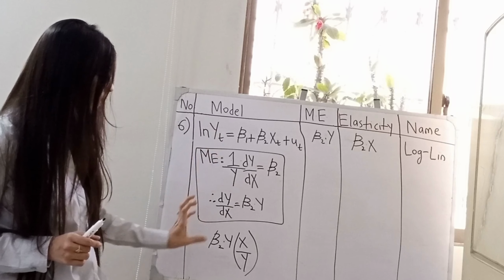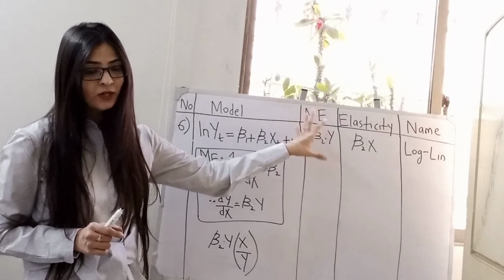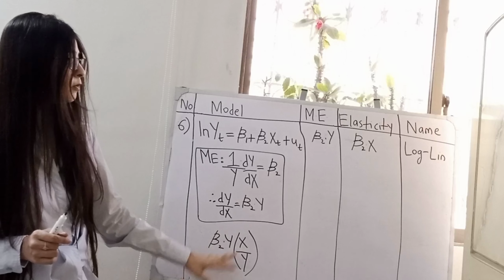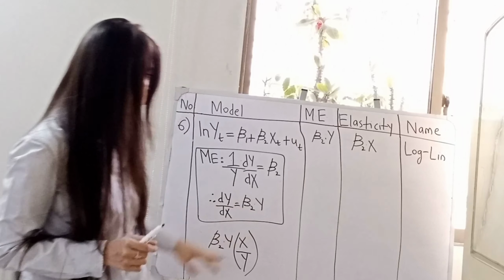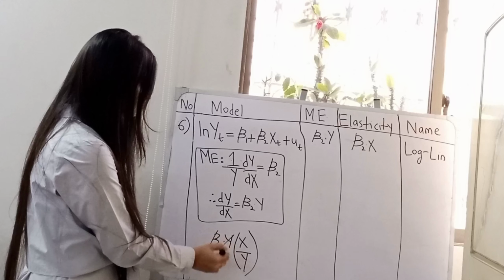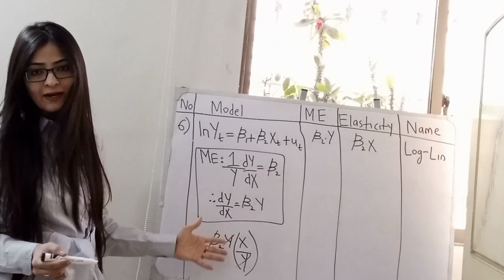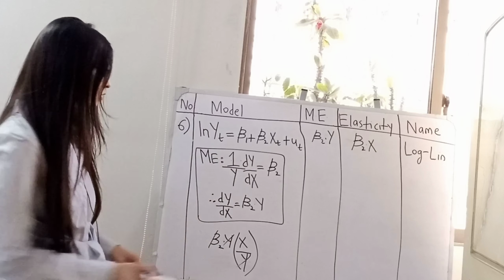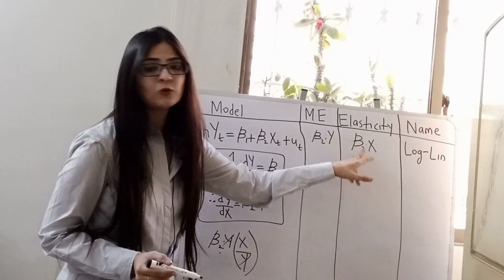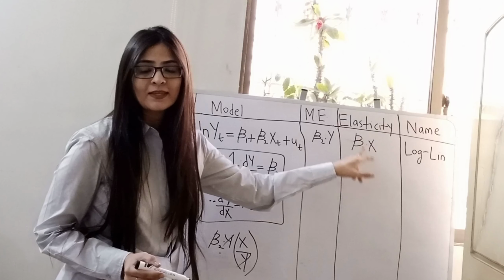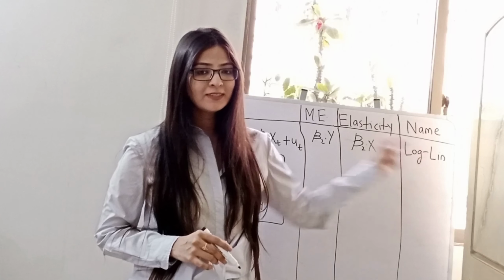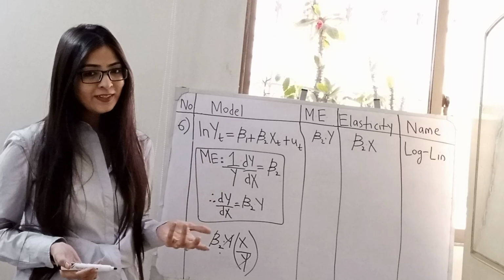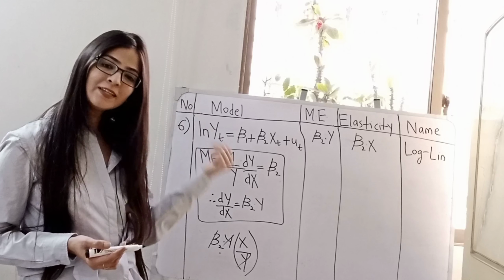Now, when we multiply beta 2 into y, that is the marginal effect, with x over y, because we have to do that in order to get the elasticity coefficient, right? So you notice once again that the y cancels out because we have y in the numerator and y in the denominator. So we are left only with beta 2 into x. That is why the elasticity coefficient for this particular model is simply beta 2 times x. And of course, the name of this model is the Log-Lin model, because we could already see that the dependent variable is in log form.